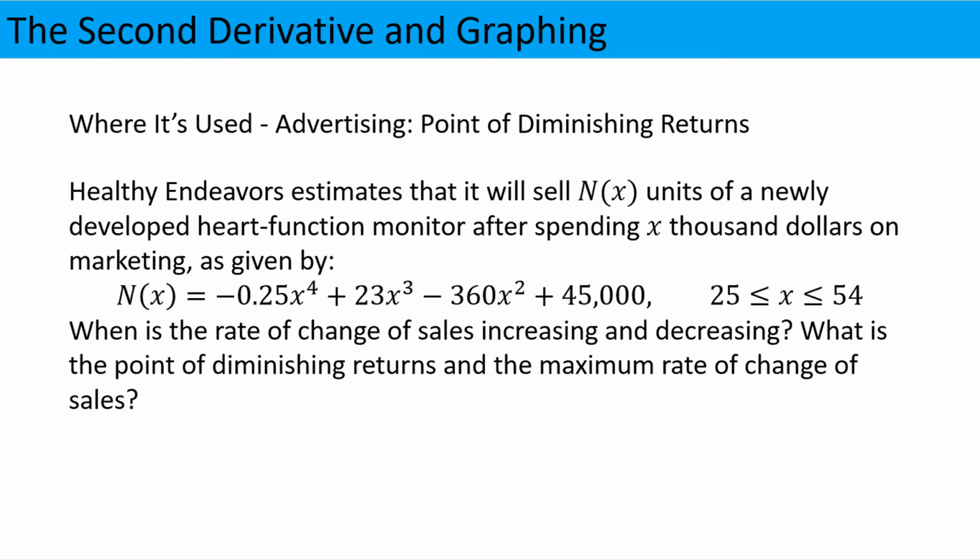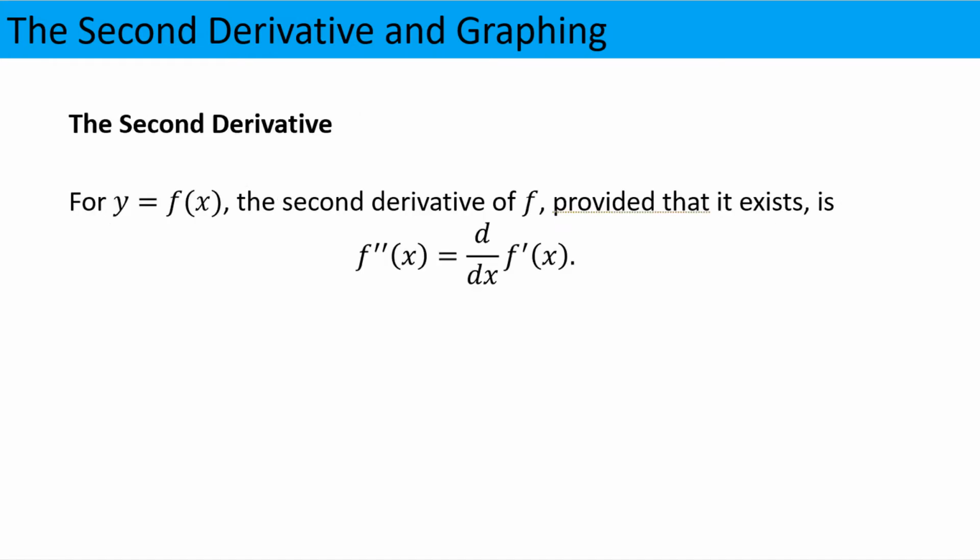When is the rate of change of sales increasing and decreasing? What is the point of diminishing returns and the maximum rate of change of sales? Let's get started. The second derivative.